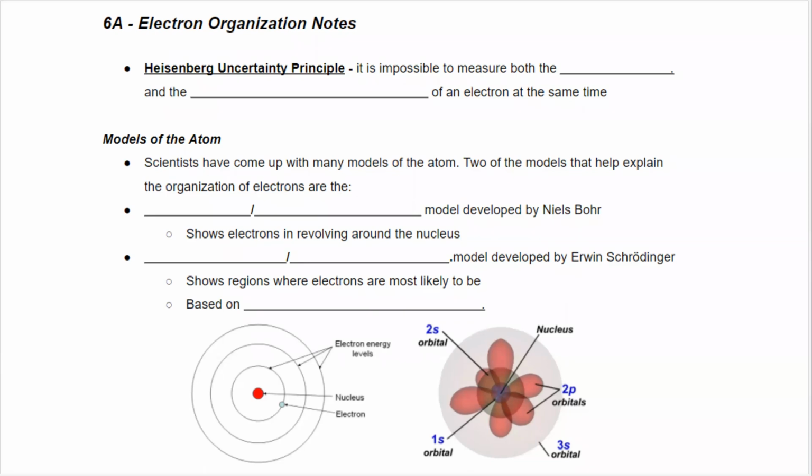And the Heisenberg uncertainty principle, it's named after a scientist named Heisenberg. And basically what it says is that it's impossible for us to measure electrons exactly. It's impossible for us to measure both the location, meaning where the electron is, and the velocity of an electron at the same time. So we can't know both of those things simultaneously. We can only ever know where the electron is or how fast it's moving.